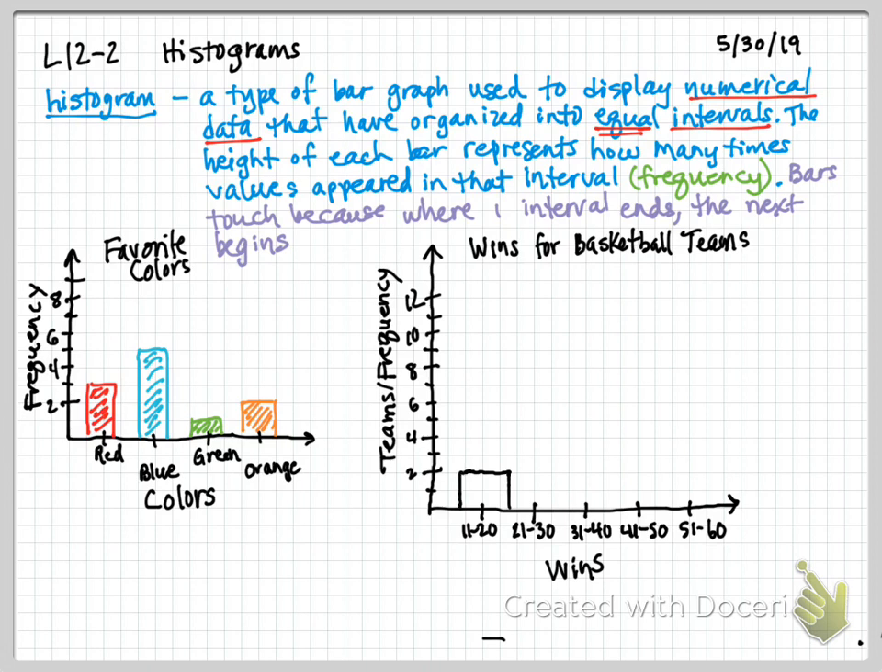And then for 21 to 30, we went up to 4 wins. And from 31 to 40, we also had 4 wins. And 41 to 50, we went all the way up to 10 wins. And from 51 to 60, we went to 8 wins. Okay, so notice the bars are touching each other.